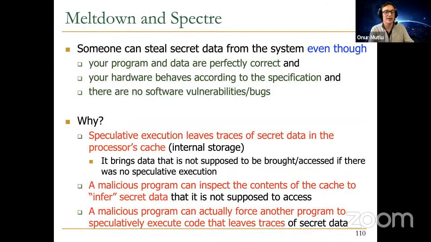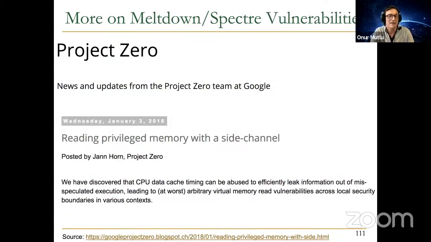And actually, you can go even further. If you really know what you're doing, if you know the microarchitecture really well, a malicious program can be constructed to force another program to speculatively execute code that specifically leaves traces of secret data. So it can actually target these attacks very carefully. Of course, it's not easy to do these attacks, right? You really need an extremely good understanding of the underlying hardware and microarchitecture. Again, I'm not going to go into the details of this, but this is something exciting that's happening today.